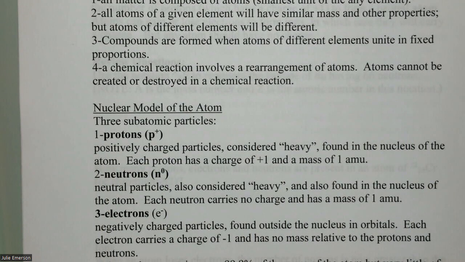So when we write our chemical equations in the coming weeks, we have to make sure that if we have 2 magnesiums on one side, on the reactant side, we have to have 2 on the product side, right? So we'll be following that law of conservation of mass when we get there.